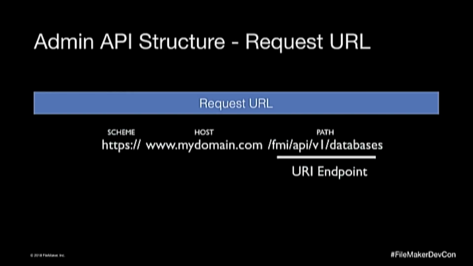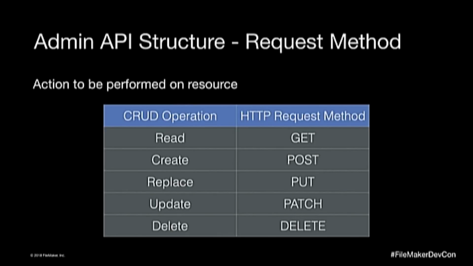So the request URL is made up of the scheme, the host, the path. And this path is what we call the URI endpoint. And this is very important. People are going to keep talking about the URI endpoint is this and that. This is basically what's telling the server what you're acting on. And so now that we know what the resource is, we want to know what you want to do with this resource. And that's the action.